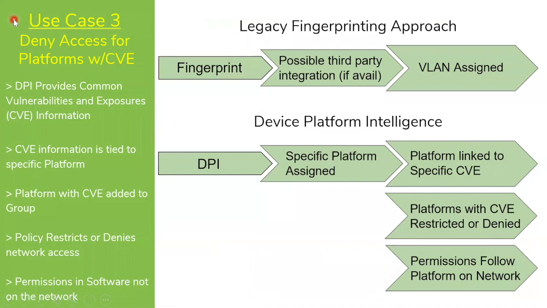And then our final use case here is for vulnerabilities. This is what I consider one of the most powerful features with device platform intelligence and next-gen device fingerprinting: being able to pre-correlate and pre-link devices with vulnerabilities. Again, legacy fingerprinting, this is not a feature that typically comes with it. So the third-party integration, if there is one available, there may not be.